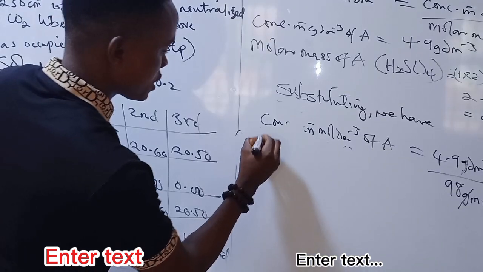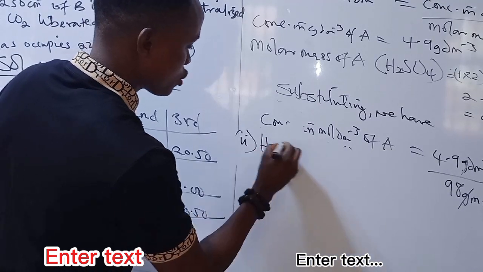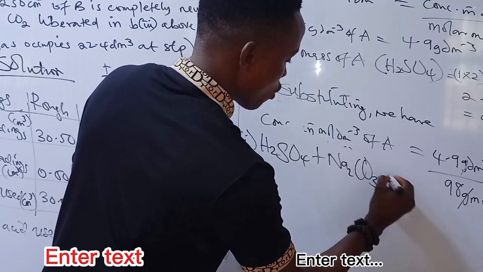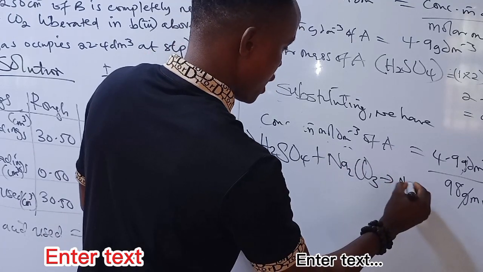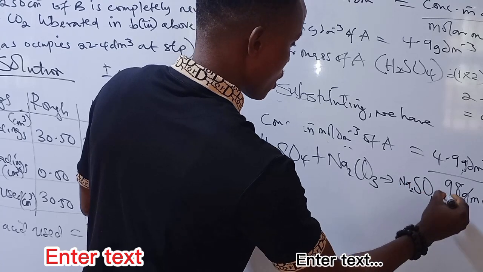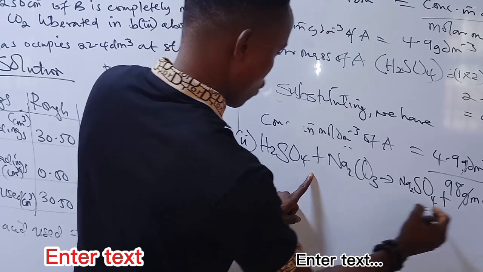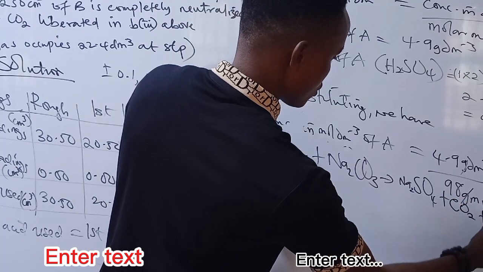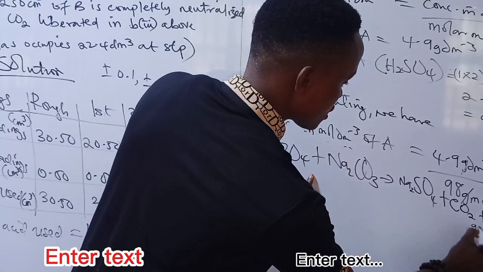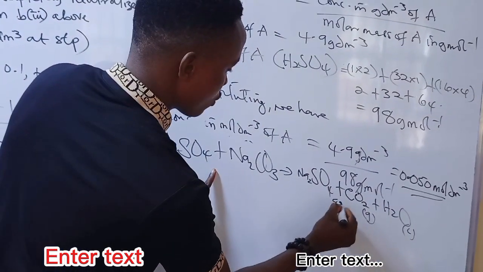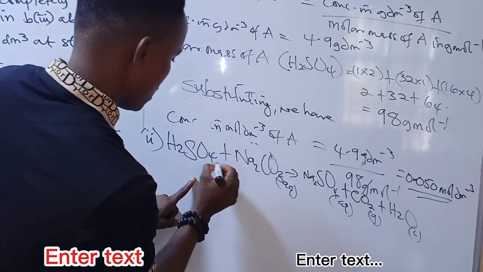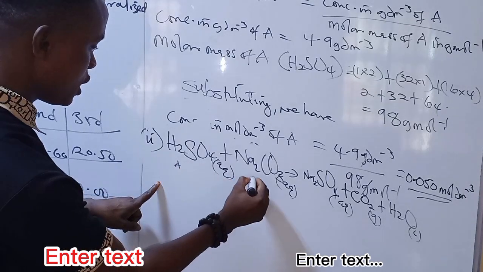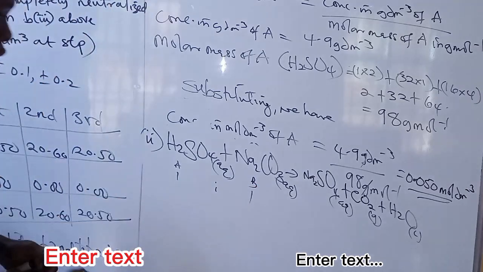Let's clean it so that we have space. H2SO4 plus Na2CO3 equals Na2SO4 plus water, we have CO2 there plus water. This is gas, this is liquid, and this is in aqueous state. Now the number of moles of this A to B here is 1:1.